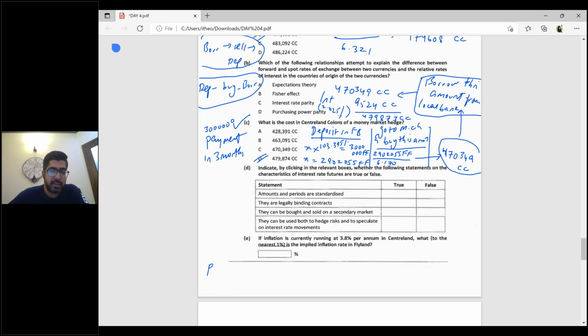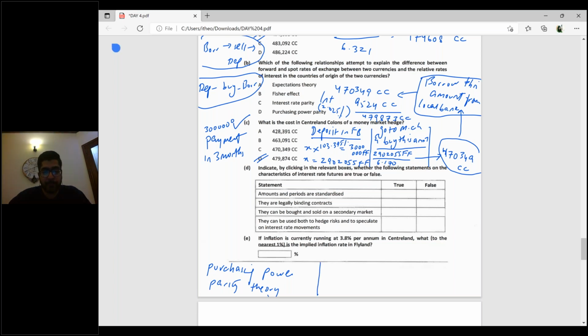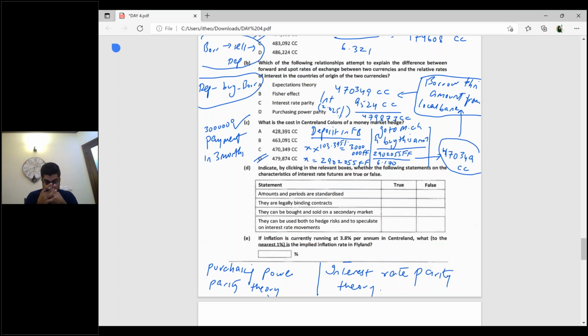Two theories you might have studied. One is called purchasing power parity theory, and one is called interest rate parity theory. Okay, two theories are in the F9 syllabus. One is called purchasing power parity theory, one is called interest rate parity theory.